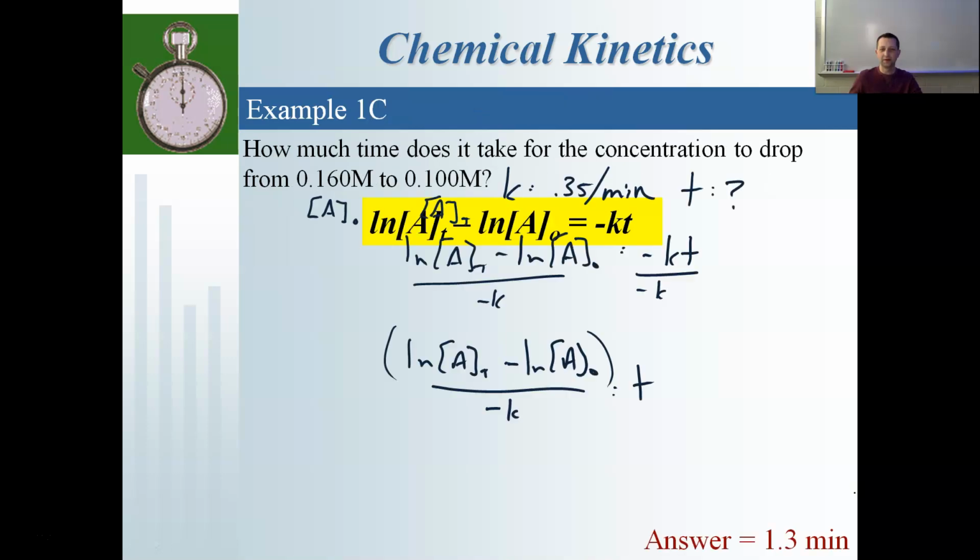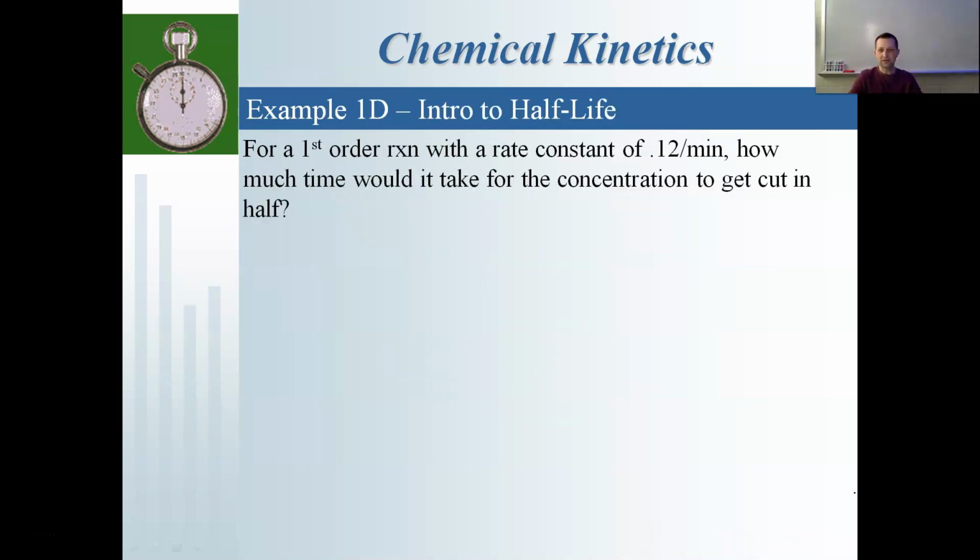So there's my first order integrated rate law right there. The last one here leads us into something called half-life. For a first order reaction with a rate constant of 0.12 per minute, how much time would it take for the concentration to get cut in half? It's a different chemical reaction, and that rate constant is 0.12 per minute.